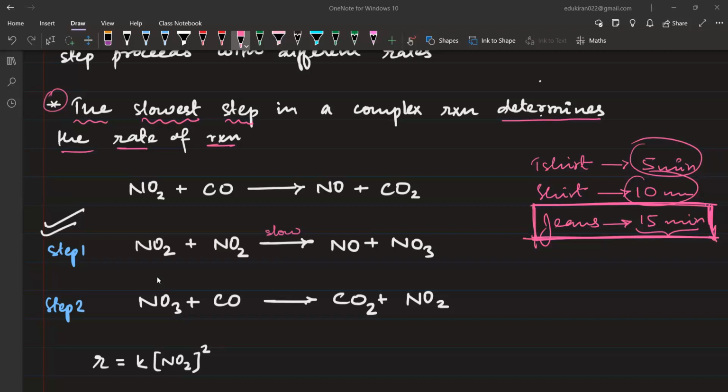So step 2 is just waiting for step 1 to get over with, and as soon as step 1 is over, step 2 occurs. So the time that is taken by step 1 is the crucial time which is going to be a barrier in the speed of the reaction. Okay. So the slowest step is what? It is the rate determining step. Does this make sense now? Yes or no? Please tell me.